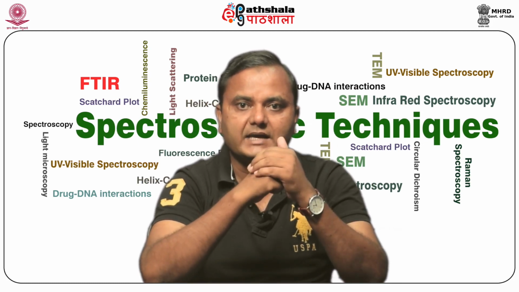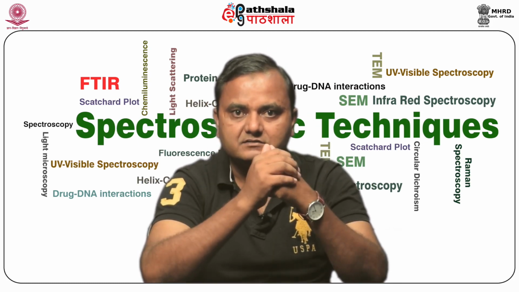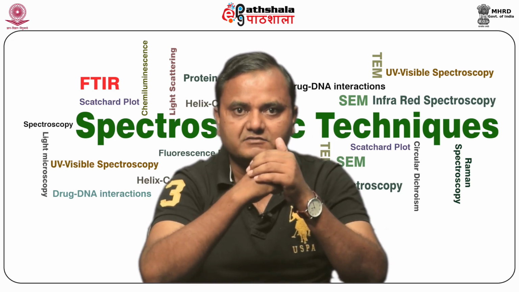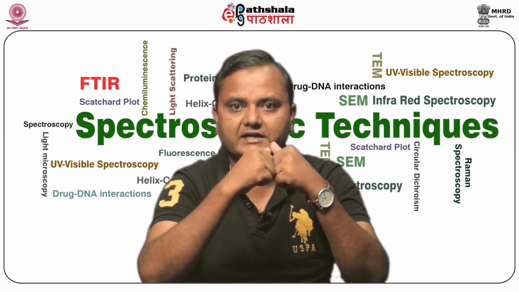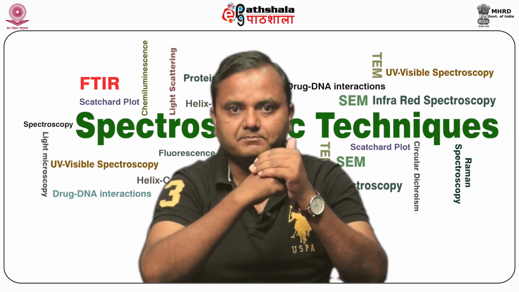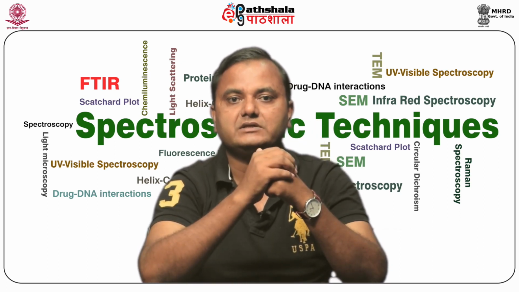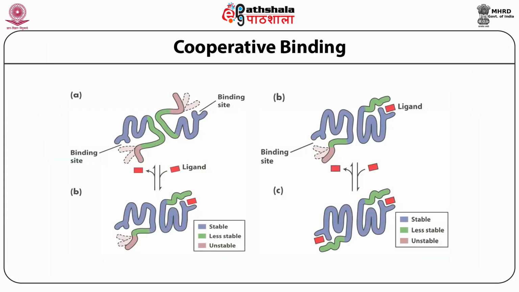The first modeling approaches describing cooperative binding were proposed by A.V. Hill at the beginning of the 20th century by analyzing the binding of oxygen to human hemoglobin. Here I try to show the cooperative binding. Here you can see two binding sites, and binding to one site affects the binding to the other site. It is known as cooperative binding.